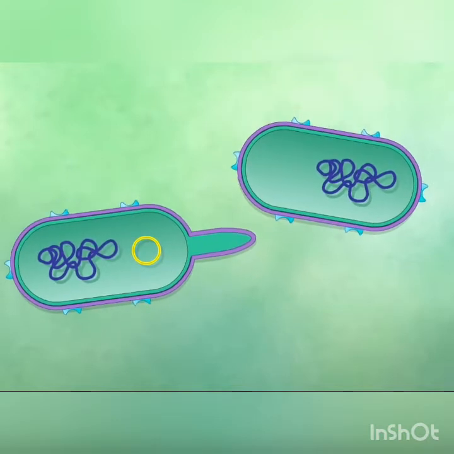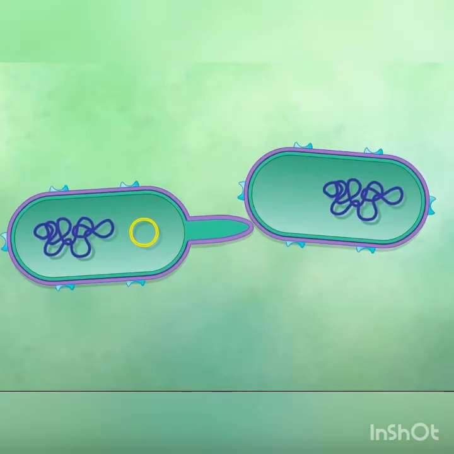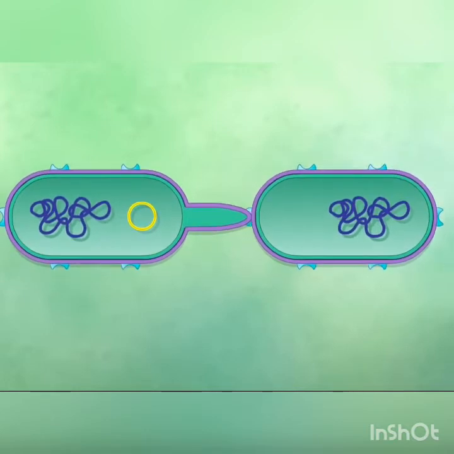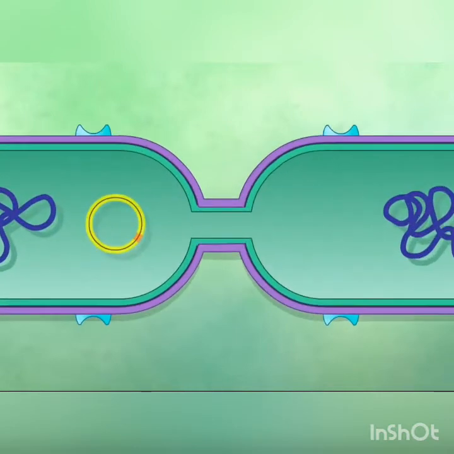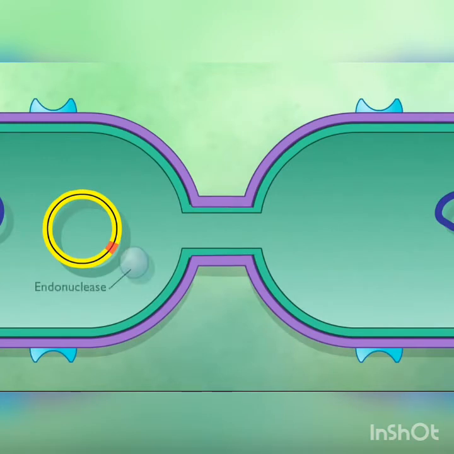The first step in plasmid transfer is contact between the donor and the recipient. The F pilus of the donor cell recognizes and binds to specific receptor sites on the cell wall of the recipient cell. The plasmid then becomes mobilized for transfer when a plasmid-encoded endonuclease cleaves one strand of the plasmid at a specific nucleotide sequence called the origin of transfer.